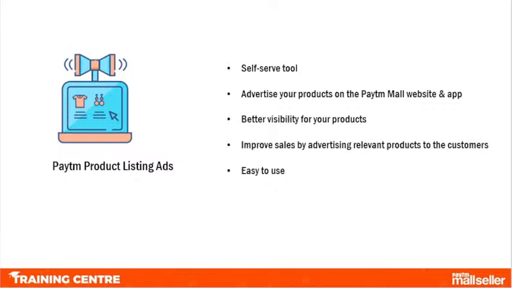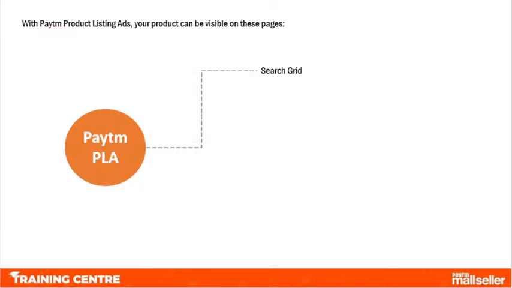Paytm product listing ads are visible on different page types of Paytm Mall website and Paytm Mall app. These pages can be of types: first, search grids, the product grids that open when a customer searches for any keyword. Secondly, the category grid that opens when a customer navigates to the platform to reach a category section. For example, if a customer shops by a particular category on paytmmall.com, say men's fashion, and then chooses a subcategory like t-shirt, then the sponsored product ads will be displayed in the result.